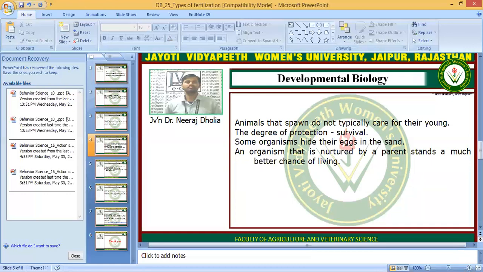The survival of the developing animal is directly proportional to the degree of protection their parents provide to them. Some organisms hide their eggs in the sand, some organisms carry their fertilized and unfertilized eggs on their back, in their mouth, or in their exact vicinity. An organism that is nurtured by a parent stands a much better chance of living.